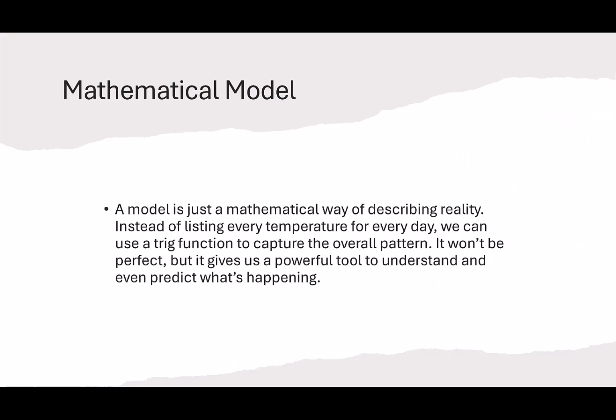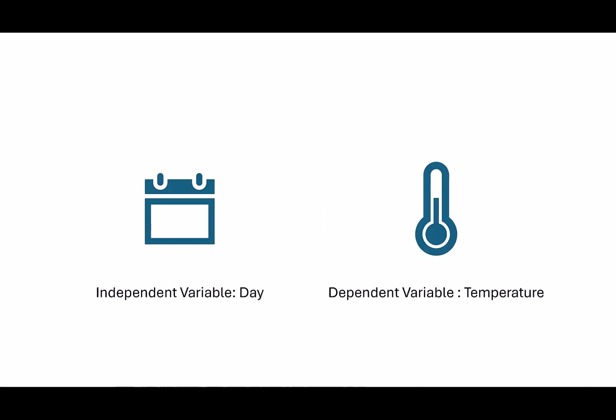Before Desmos makes our mathematical model, let's take a minute to talk about what that is. A model is just a mathematical way of describing reality. Instead of listing every temperature for every day, we can use a trig function to capture the overall pattern. It won't be perfect, but it gives us a powerful tool to understand and even predict what's happening. In any function, you have an independent and a dependent variable. In our case, the day will be the independent variable. The dependent variable, which will be the y, or the z because we have two columns, will be the temperature.